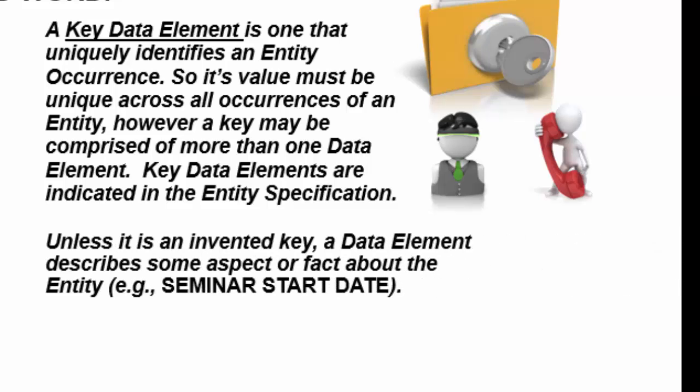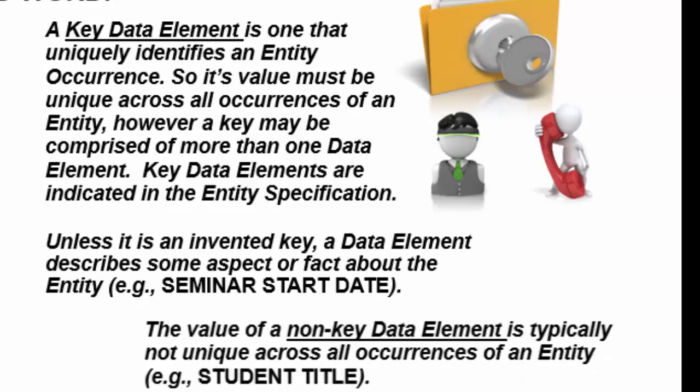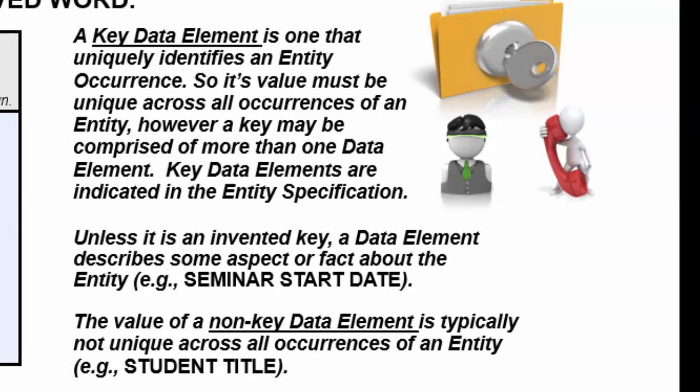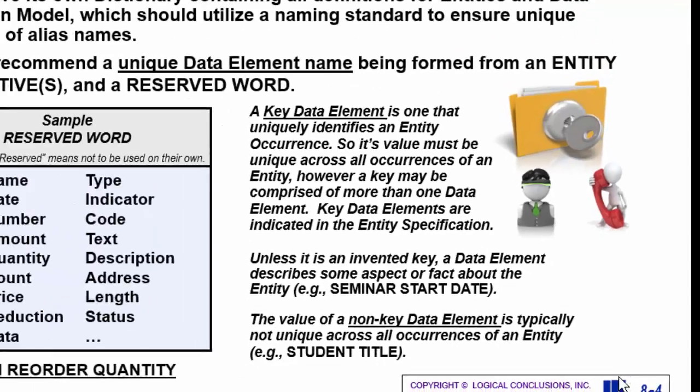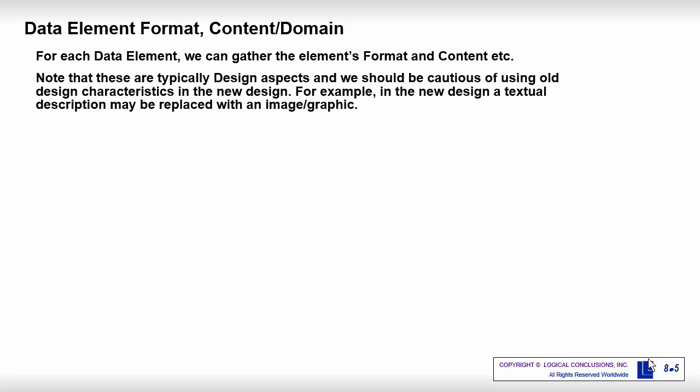As stated previously, unless it is an invented key, a data element describes some aspect or fact about an entity. For example, seminar start date. The value of a non-key data element is typically not unique across all occurrences of an entity. For example, student title. For each data element, we can gather the element's format and content, etc. Note that these are typically design aspects, and we should be cautious of using old design characteristics in the new design, or dictating any new design characteristics in the analysis stage.